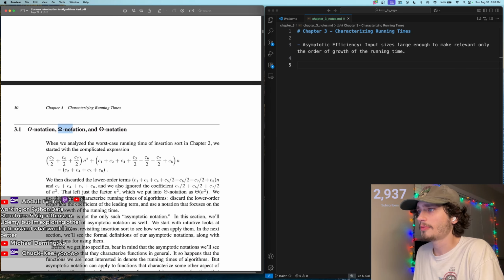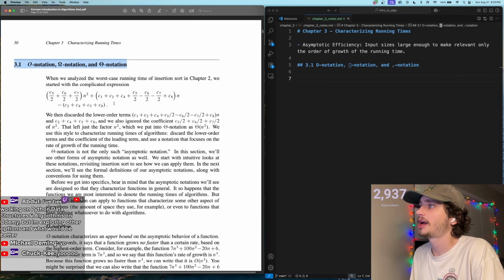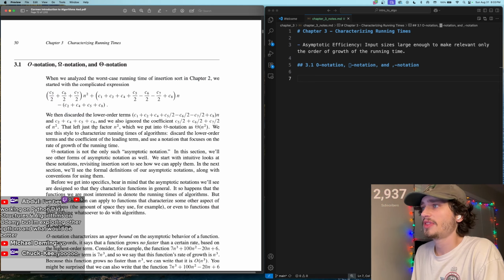O notation, omega notation, and theta notation. When we analyzed the worst-case running time of insertion sort in chapter 2, we started with a complicated expression. We then discarded the lower order terms and the constants, and we also ignored the coefficient of n squared. That just left us with the factor of n squared, which we put into theta notation as theta n squared. We use this style of characterizing running times of algorithms: discard the lower order terms and the coefficient of the leading term, and use a notation that focuses on the rate of growth of the running time.